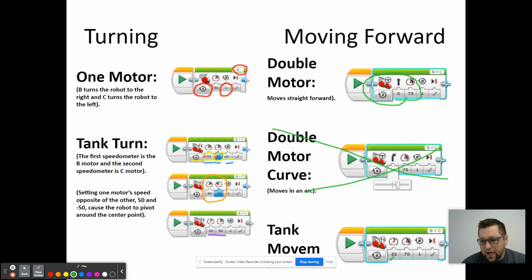And then down here we have again the tank move block. Again, this is what I kind of talked about over here. You can have different speeds. Just know that you are going to put a certain amount of degrees in here, and it will take you on a curve. You can also set these to both be at 70 speed, and it'll go forward, or -70 and go backward.